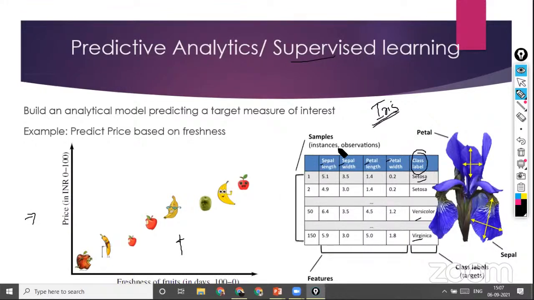Now, this is our training data set. Or you can take, say, 100 samples from this as a training data set, and you can use supervised learning techniques to build a model. Assume you have a model ready. Then when you get a new picture of this iris plant, you can use that model to predict whether it belongs to Setosa, versicolor, or virginica. So these two are examples of supervised learning.